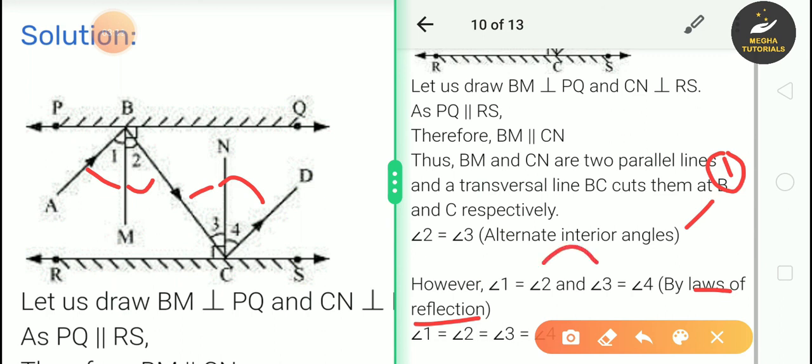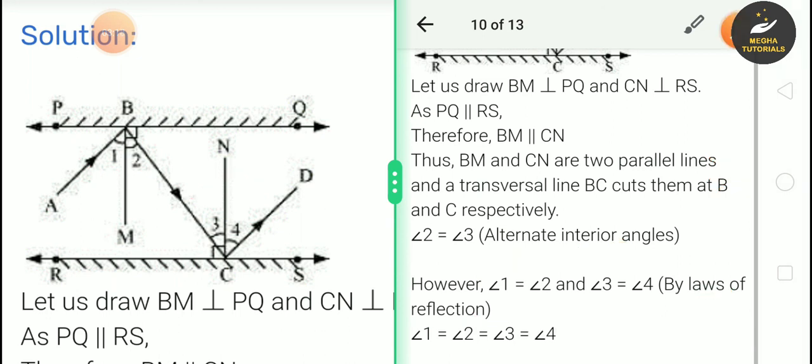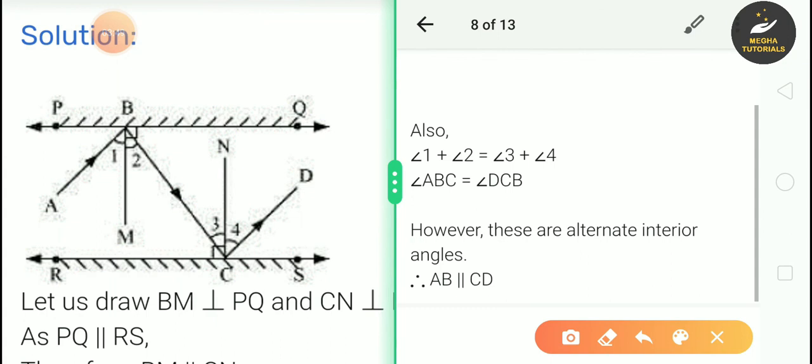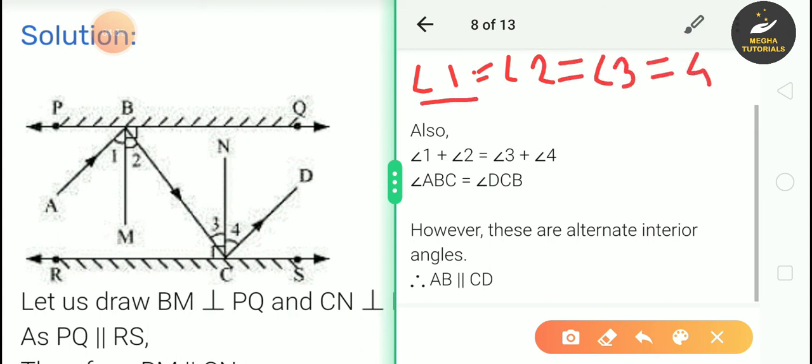Therefore we can say that angle 1 is equal to angle 2 is equal to angle 3 is equal to angle 4. Therefore we can say that angle 1 plus angle 2 is equal to angle 3 plus angle 4.